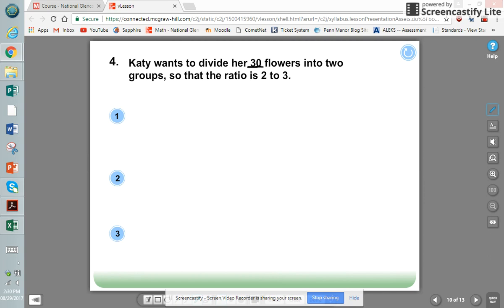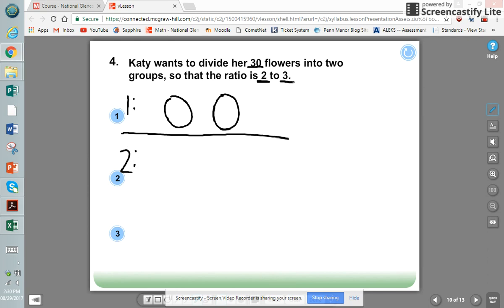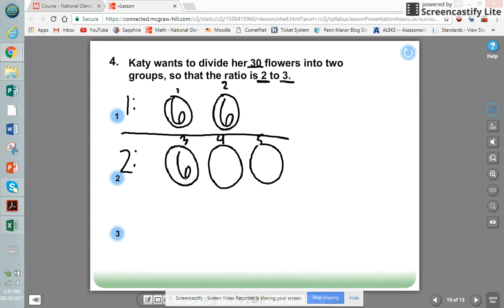I'm going to draw very quickly 2 containers up here. Why 2 up here? Because we're going 2 to 3. So here in group 1, I have 2 containers. Down below, in group 2, I have 3 containers. When I look at the containers that I'm putting these 30 flowers into, I have 1, 2, 3, 4, 5. So I'm dividing the 30 flowers into 5 containers. 30 divided by 5 is 6. So 6 goes evenly into all these containers.